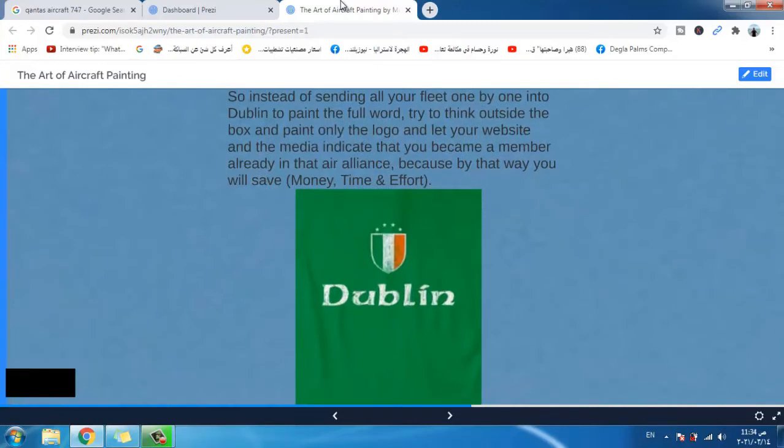So instead of sending all your fleet one by one into Dublin, for example, to paint the full One World livery, try to think outside the box and paint only the logo, and let your website and the media indicate that you have become a member of the alliance. By that way you will save money, time, and effort when you do it and when you remove it later on.